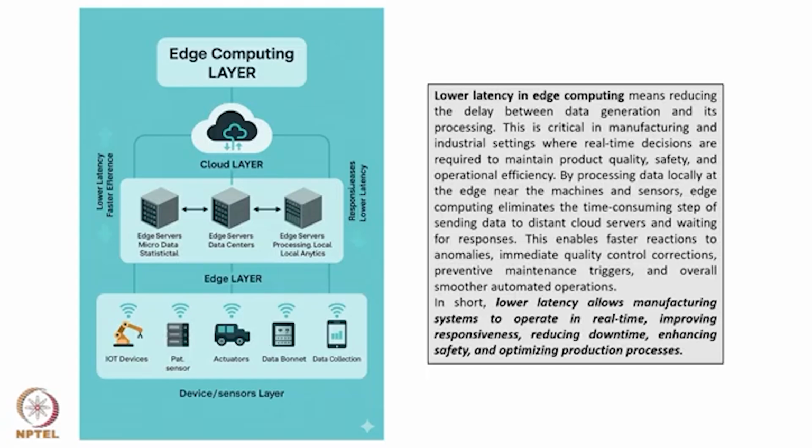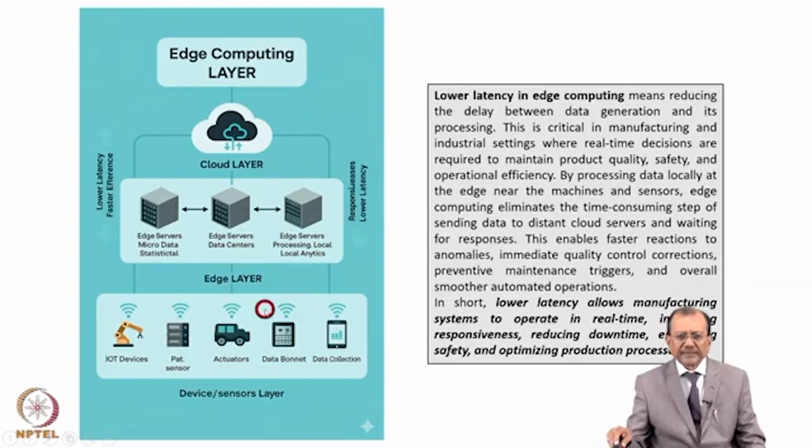On the right hand side, I have explained here that low latency allows the manufacturing system to operate in real time. Edge computing helps to provide low latency of the network data. Low latency allows the manufacturing system to operate in real time, improving responsiveness, reducing downtime, enhancing safety, and optimizing the production process. So edge computing has to be understood not only as a technology, but as a business technology, because it helps achieve cost benefits, it achieves speed, it achieves performance, and there are many other advantages.